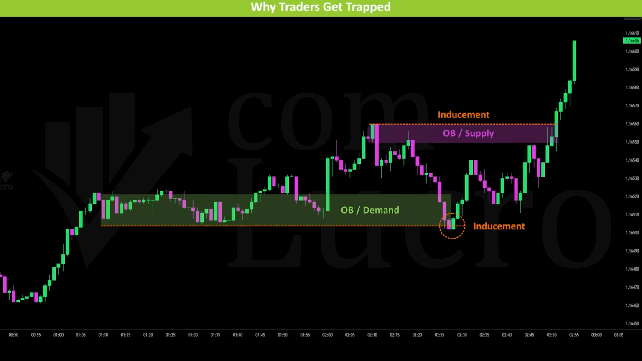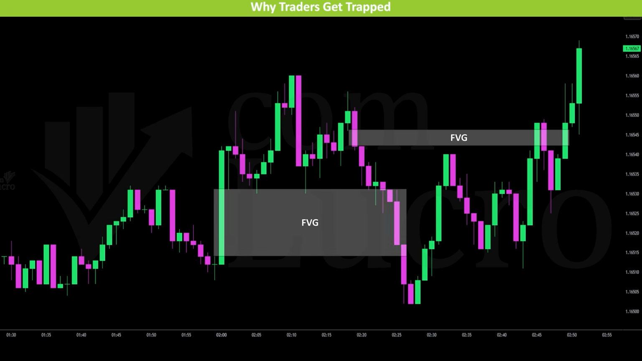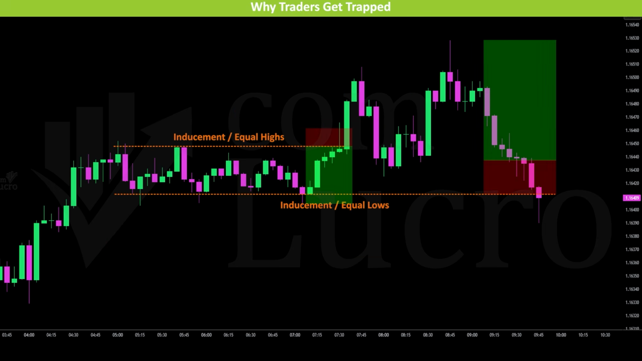They may form order blocks that appear valid, but are not the real ones. They may fill FVGs that look like perfect entries, or create equal highs and lows that seem highly tradable. Then, once enough traders are positioned, price reverses, sweeps their stops, and moves in the intended direction.